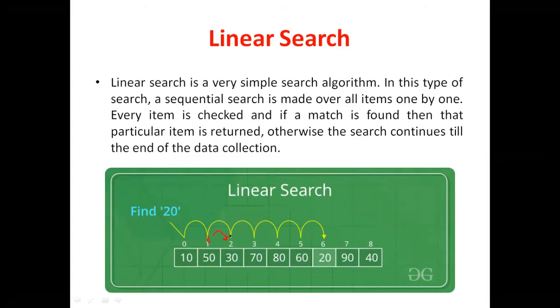So I have to check the next elements. At zero we had 10, at first 50, and now in the next location we have 30. The value 30 is not equal to 20, so again we have to move ahead and check the next location. In the next location there is 70, which is not equal to 20. Again we move ahead and visit the fourth location. There is 80. Again we move ahead and visit the fifth location. There is 60, which is not equal to 20, so again I move ahead and visit the sixth location. There is 20.